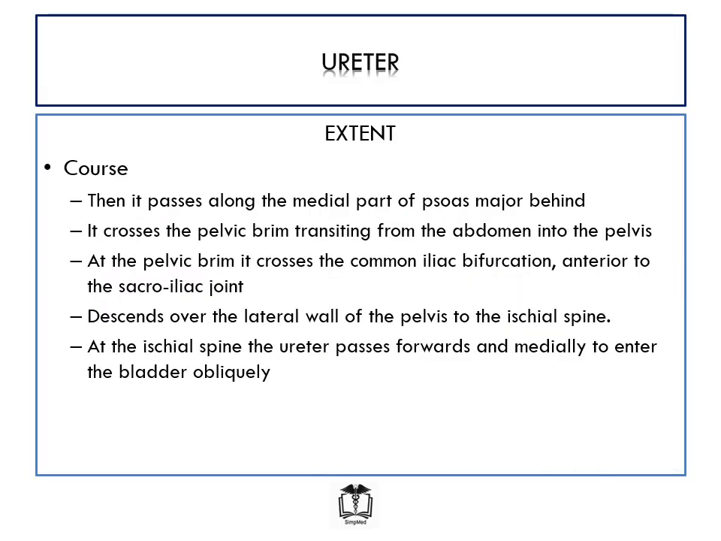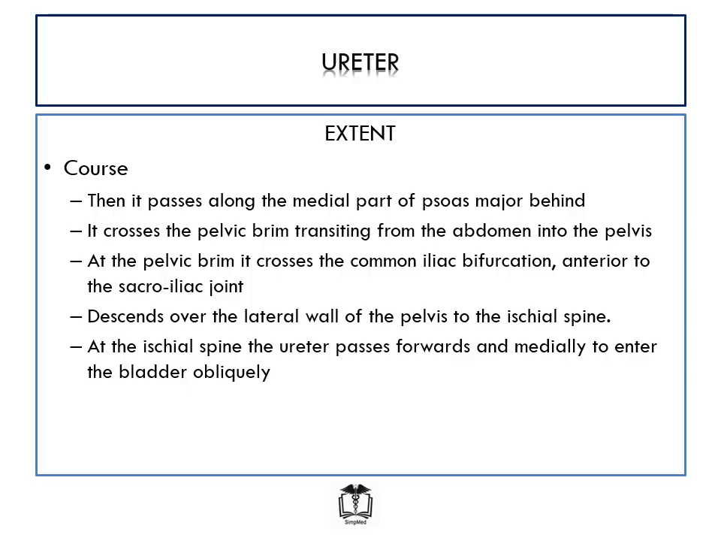Once the ureter is formed at the renal pelvis, it begins to descend. It passes, first of all, along the medial part of the psoas major muscle on the posterior abdominal wall. Remember that the psoas major muscle is part of the posterior abdominal wall. So as the ureter is descending, it descends on the medial part of the psoas major and then runs from there through the abdomen into the pelvis.